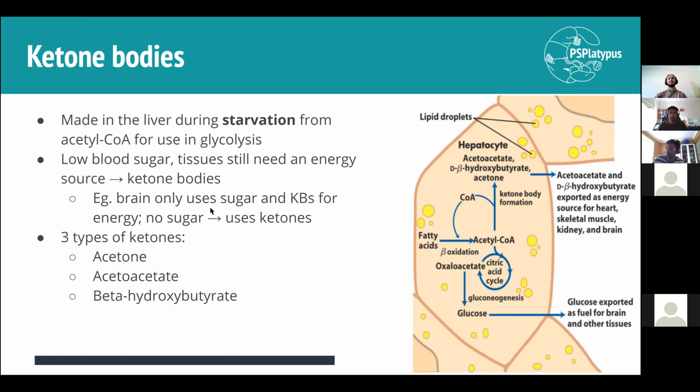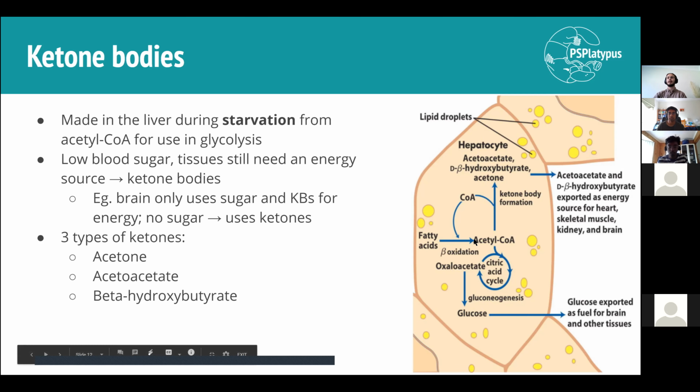For instance, the brain only uses sugar and ketone bodies for energy. So if you don't have sugar, you're going to need to produce ketones and use them so that the brain is still getting some energy. And you have 3 different molecules that are ketones. You have acetone, acetoacetate, and beta hydroxybutyrate.